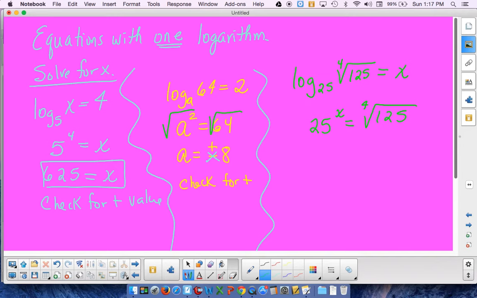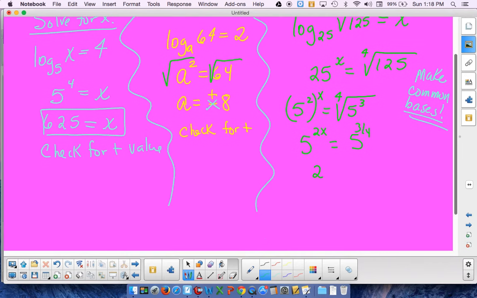Now, this is yesterday's problems. You just did on your assignment. You have to make them have common bases. So what base number is in common to 25 and 125? Well, of course, 5. So 25 is 5 squared to the x. 125 is 5 cubed. So that would become 5 to the 2x. And if I change that to an exponent, that would be 5 to the 3/4. So now I am solving, the bases are the same. I could say 2x equals 3/4.